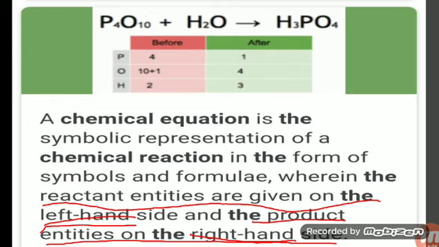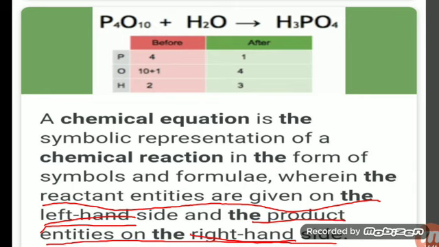So here, for an instance, I have taken an example of P4O10 plus H2O becomes H3PO4. P4O10 and H2O, these both are reactants, and H3PO4 is a product that we all know. The reactants are always written on the left hand side or LHS, and H3PO4, that is a product, is always written on the right hand side or RHS.